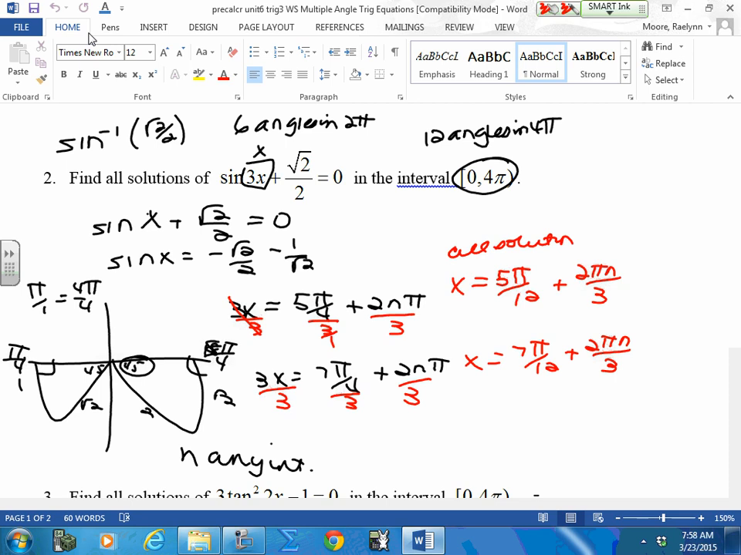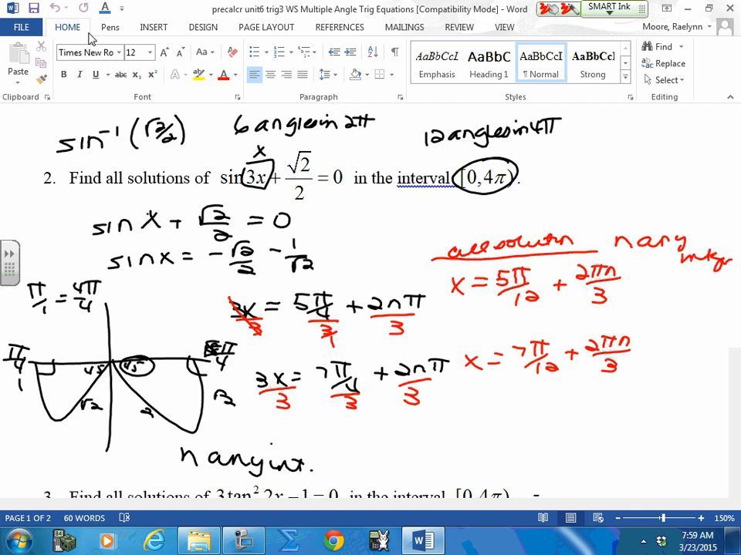Okay, now, here's our problem. Yes. Well, this is, yeah, I just flipped it. I just moved it around. Yeah. That's your all solution, where n is any integer. So if I'm looking for my all solution, where n is any integer, this is it.